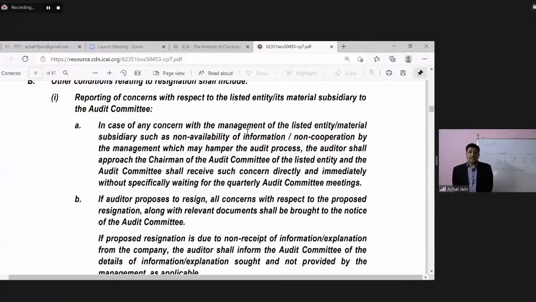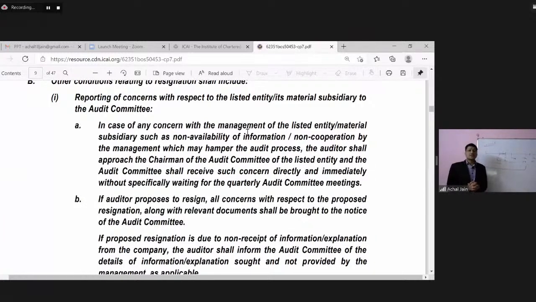As we have discussed, every quarter the audit committee would have a meeting with the auditor in relation to discussions of the financial results and the audit procedures and various reportings around it. Now, when there are concerns which the auditor wants to highlight, the chairman of the audit committee will have to have this audit committee meeting necessarily to understand the concerns of the auditor. If the auditor proposes to resign, all concerns with respect to the proposed resignation along with the relevant documents shall be brought to the notice of the audit committee.